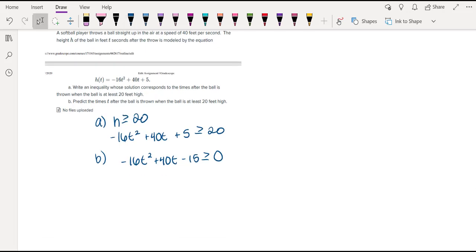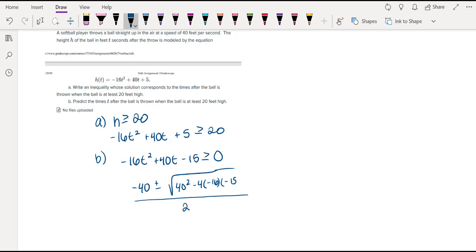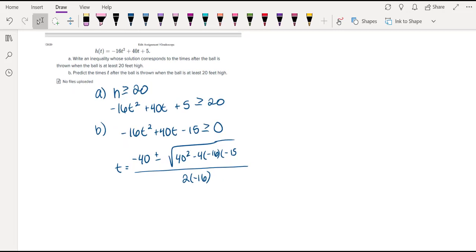Well, that doesn't really look like something that's going to factor super easily, so let's use the quadratic formula. That's negative b, so negative 40, plus or minus the square root of b squared, 40 squared minus 4 times our a, that's negative 16, times our c, negative 15, all over 2 times negative 16. And what this is going to give us is our values of t. When we put that all into our calculator, we get that t is equal to 2.04 and 0.46.